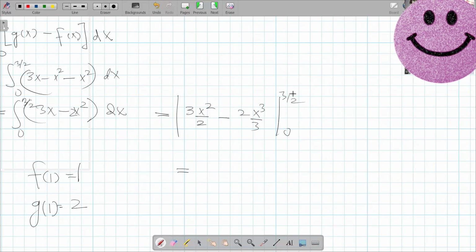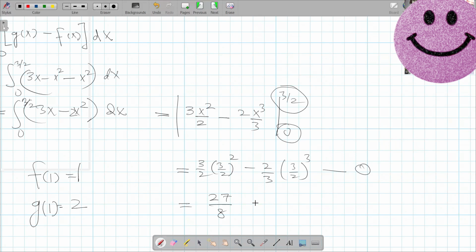Whenever we put 3 by 2, it will be 3 by 2 squared minus 2 by 3, 3 by 2 power 3. And when we put 0, all will become 0. We will get nothing in that case. So it will be 27 over 8 minus 9 over 4.